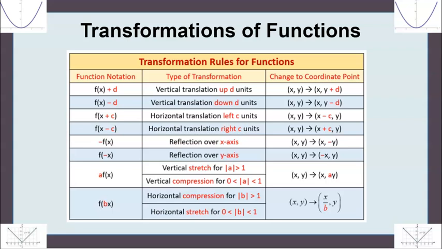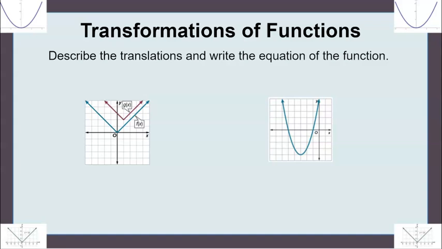In this video, we're going to review transformations of functions. And in particular, we're going to look at translations. So we're just going to go through the translations of these top four, which is working with vertical translations and horizontal translations. So an example, we're going to describe the translations in these two functions, so the absolute value on the left and the quadratic on the right. And then we're going to write the equation of the function.